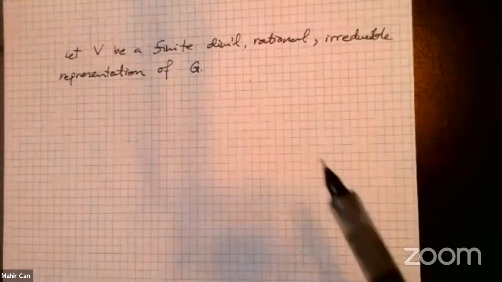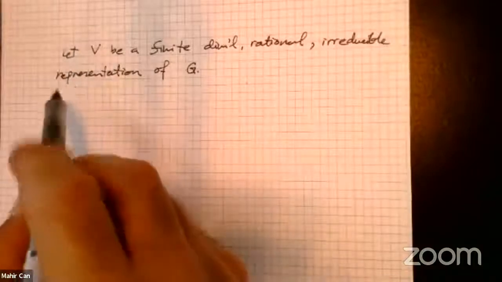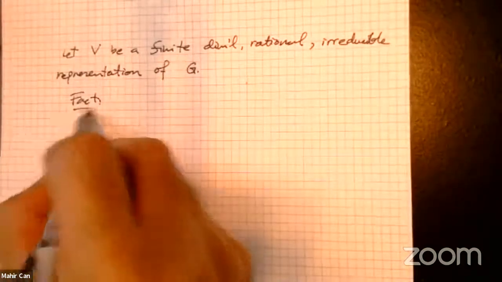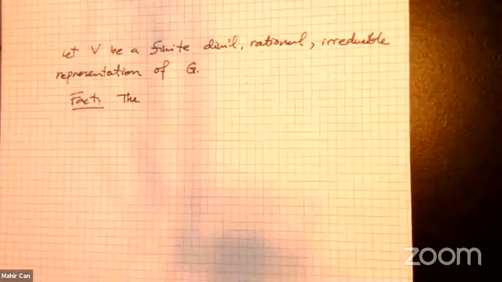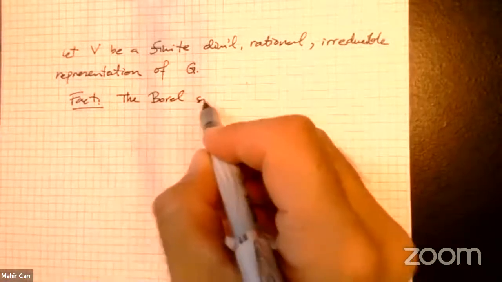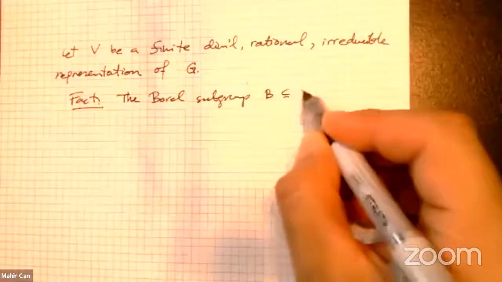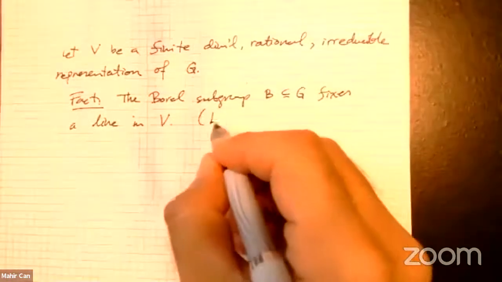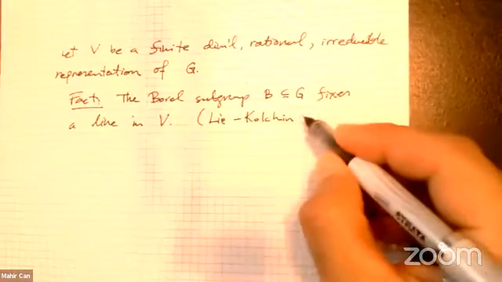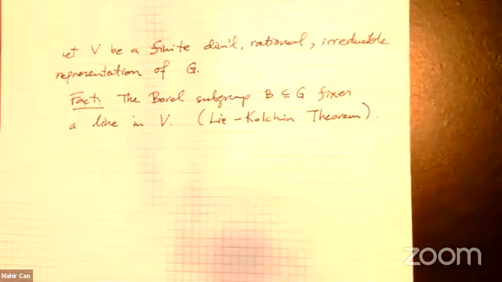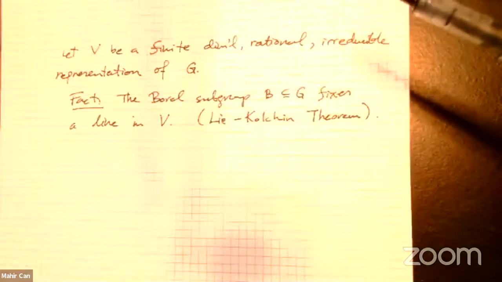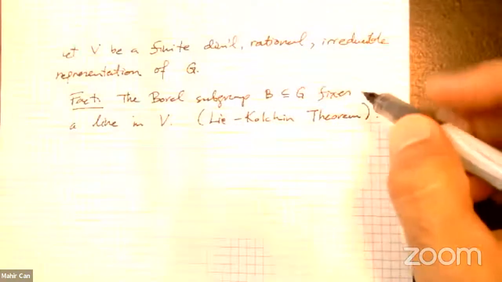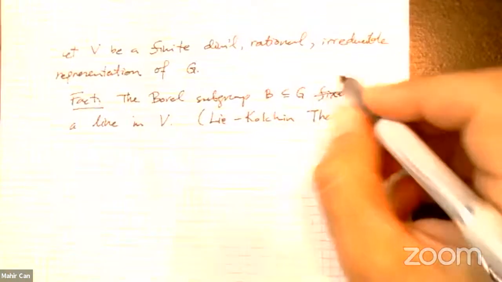Now, a little fact here: the Borel group fixes a line in V. This is Lie-Kolchin's theorem. If a solvable group acts on a vector space, then there is a line that is fixed by the action. Maybe I should say stabilizes, not fixing, not a pointwise fixing. Stabilizes.